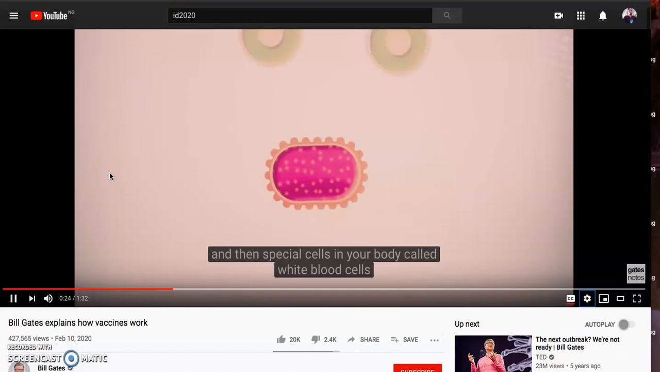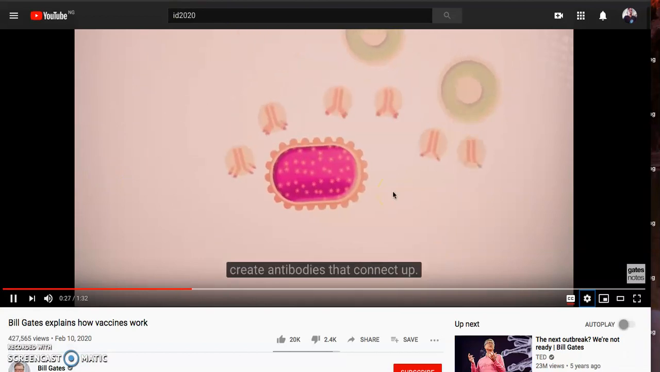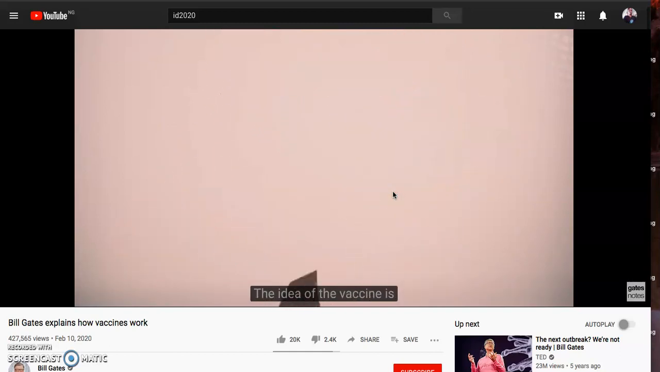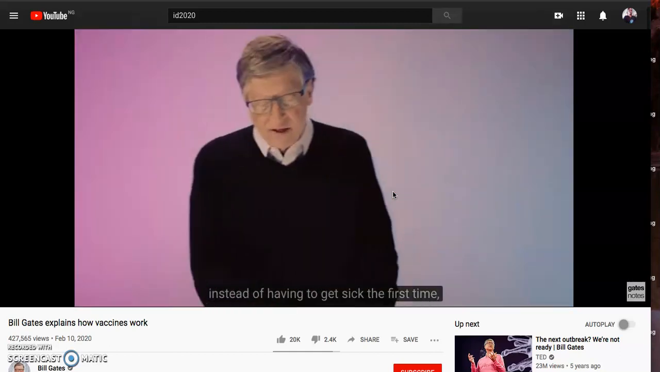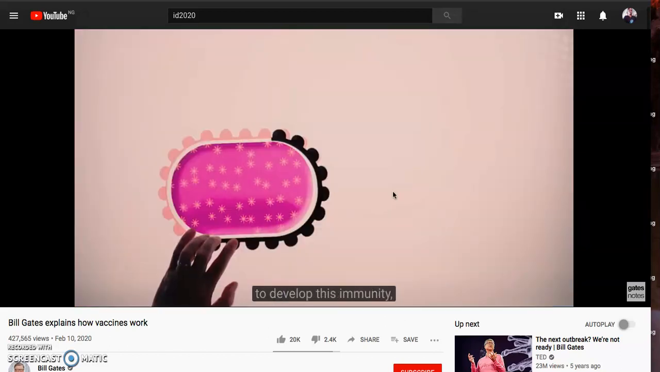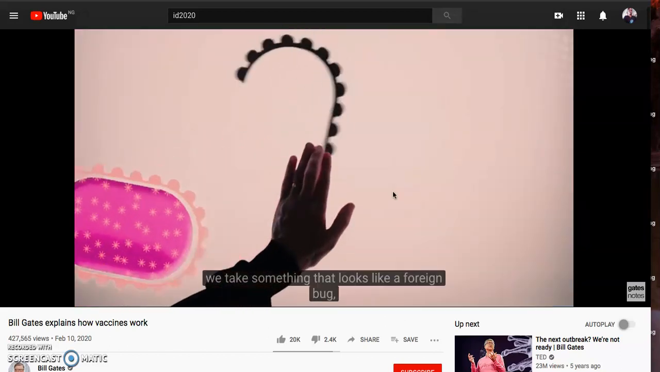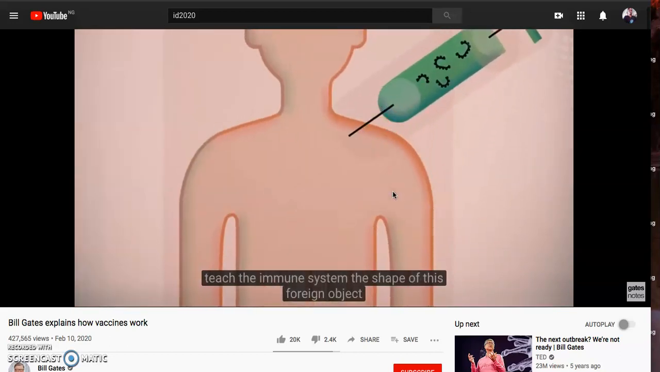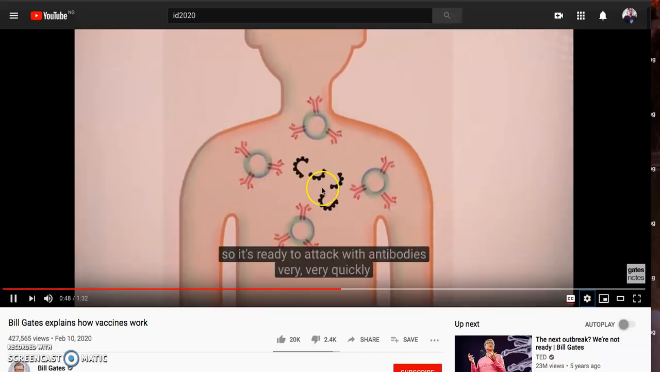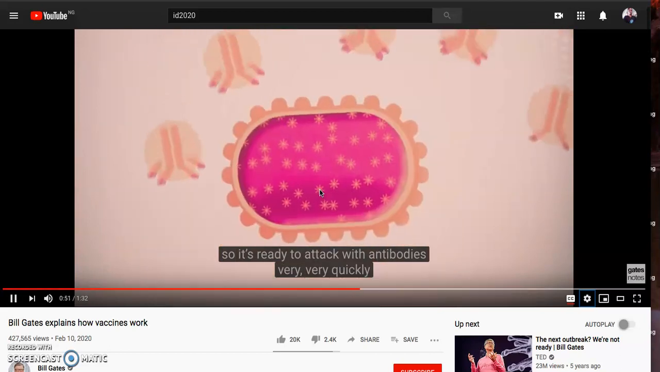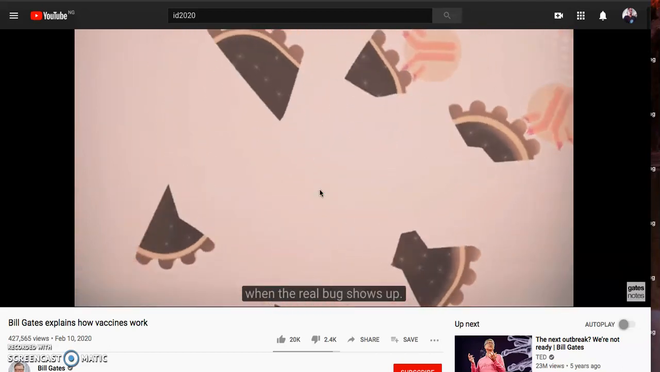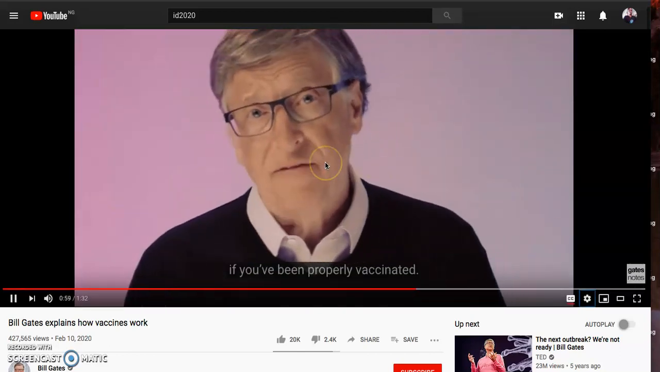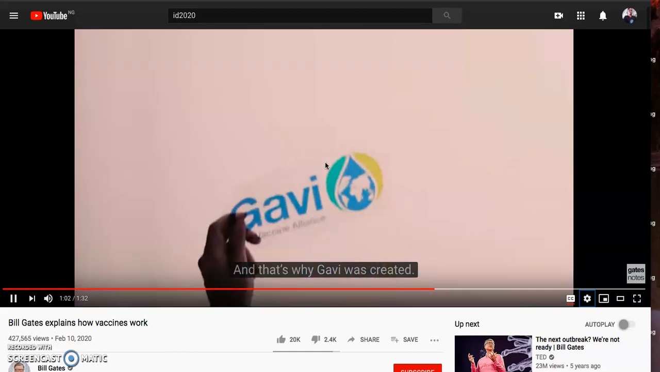Cells in your body called white blood cells create antibodies that connect up. Then your immune system knows to go and kill this foreign object. The idea of the vaccine is, instead of having to get sick the first time to develop this immunity, we take something that looks like a foreign bug, teach the immune system the shape of this foreign object, so it's ready to attack with antibodies very, very quickly when the real bug shows up, so you can avoid lots of diseases if you've been properly vaccinated. And that's why Gavi was created.